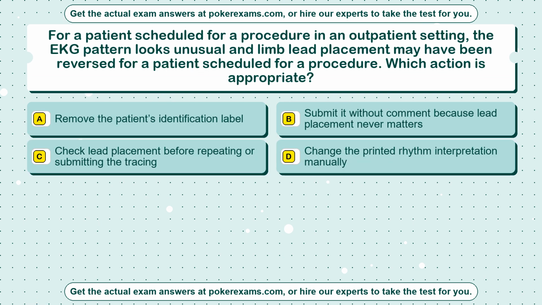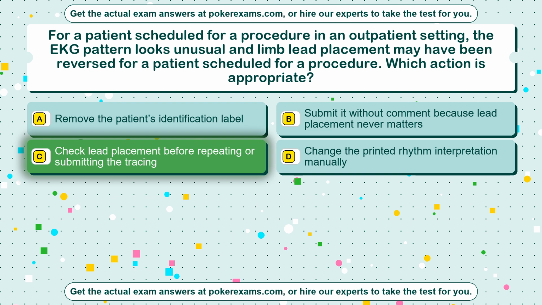Question 21. For a patient scheduled for a procedure in an outpatient setting, the EKG pattern looks unusual and limb lead placement may have been reversed. Which action is appropriate? Option A, remove the patient's identification label. Option B, submit it without comment because lead placement never matters. Option C, check lead placement before repeating or submitting the tracing. Option D, change the printed rhythm interpretation manually.